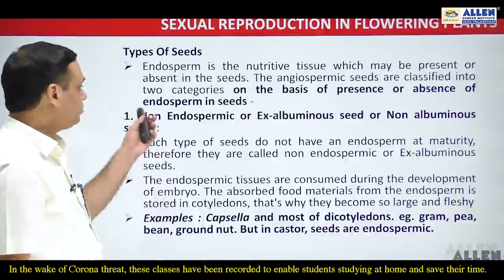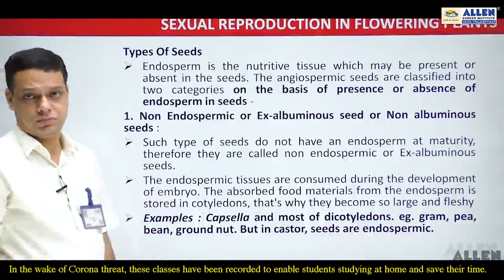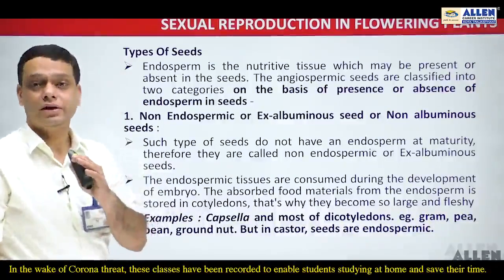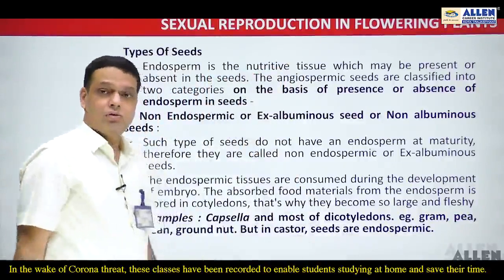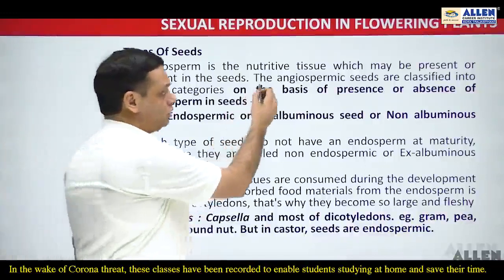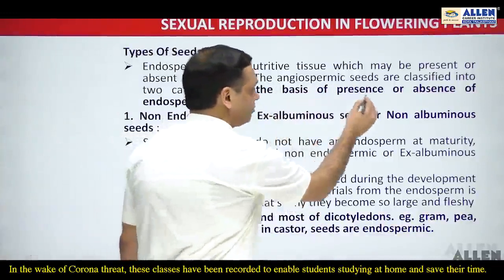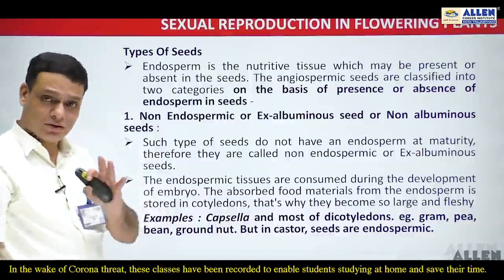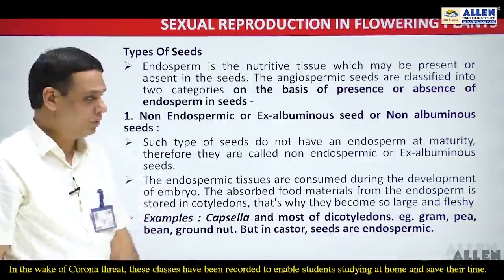Now about the types of seeds. As we all know, endosperm is the nutritive tissue which provides nutrition to the developing embryo. So what is endosperm? It is the nutritive tissue which may be present or absent in seeds. The angiospermic seeds are classified on the basis of presence or absence of endosperm. So there are two types of seeds on this basis.